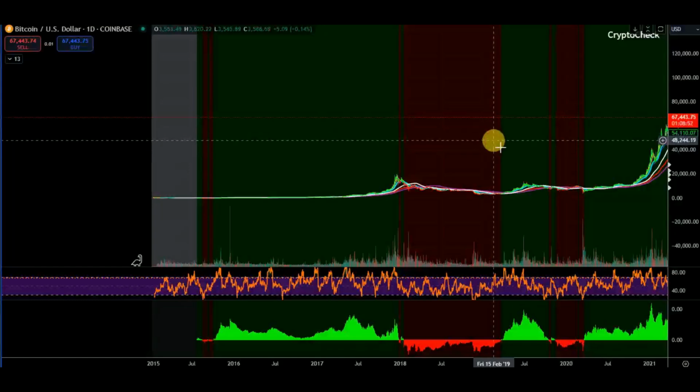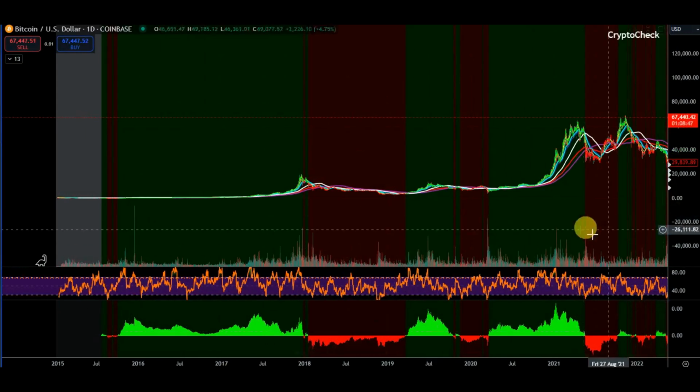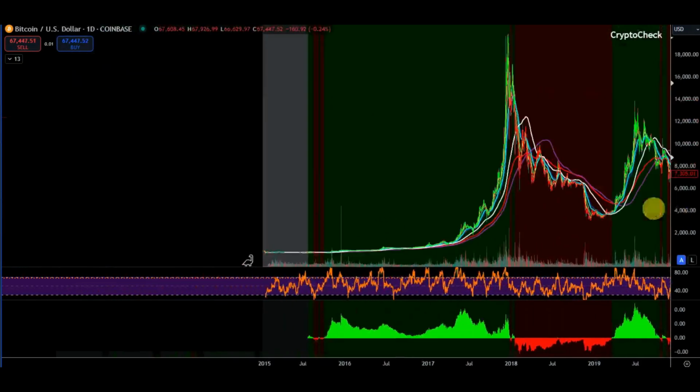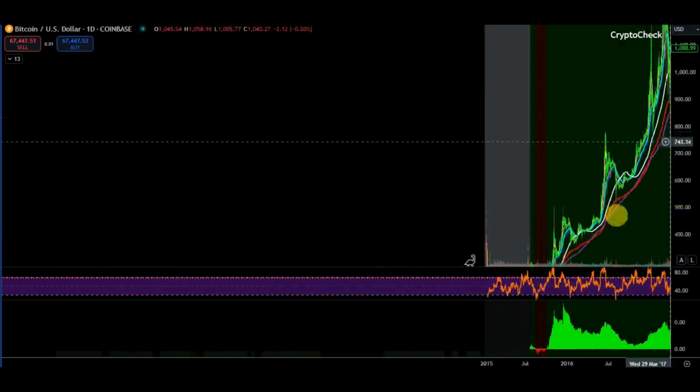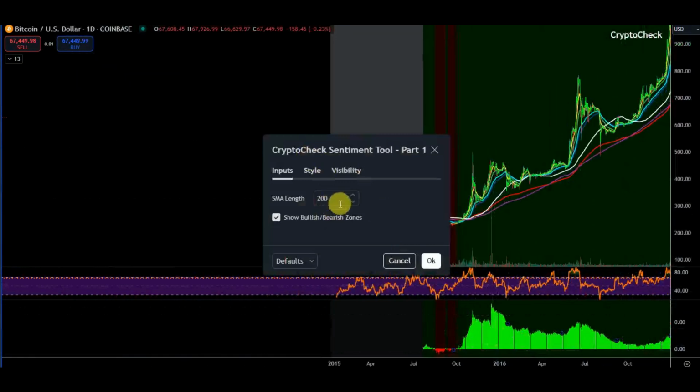Guys, I just want to talk about the new tool here, the Crypto Check Sentiment tool. Very quickly, it's on a very extreme setting, right? It's on 200, setting 200. We can show you here. You can see, it's just on setting 200 here.